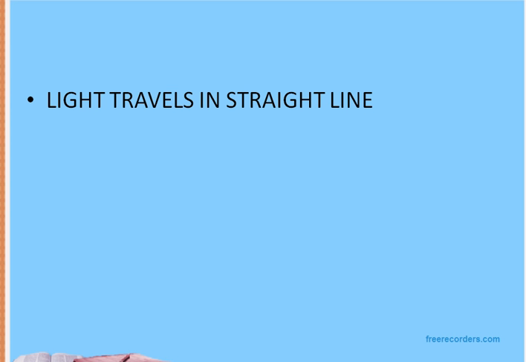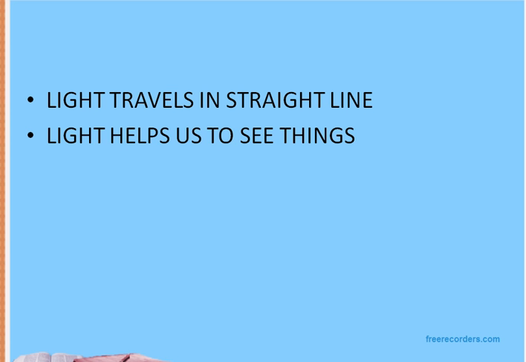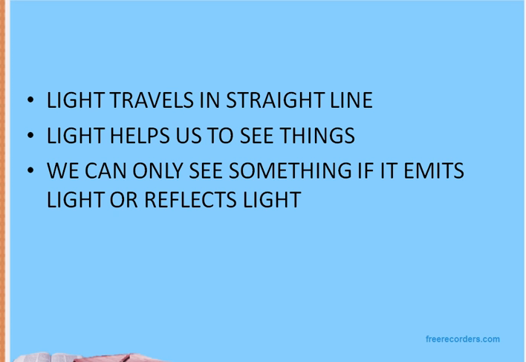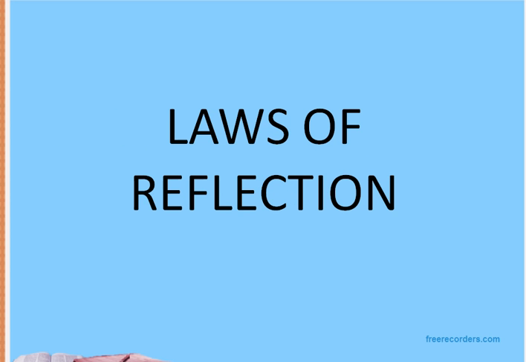Recap: light travels in a straight line. Light helps us to see things around us. We can only see something if it emits light or reflects light. Lastly, we learned that we are able to see because the object was reflecting light. Now let's learn about laws of reflection.